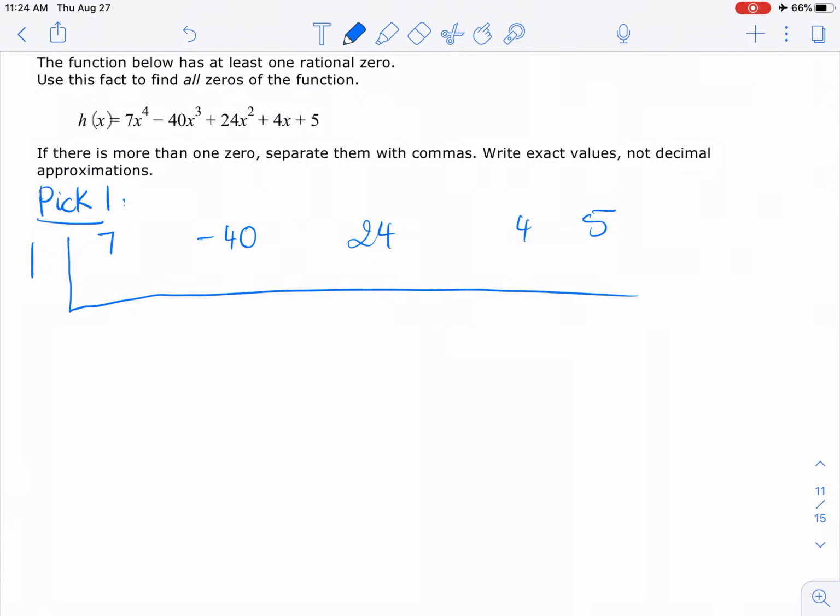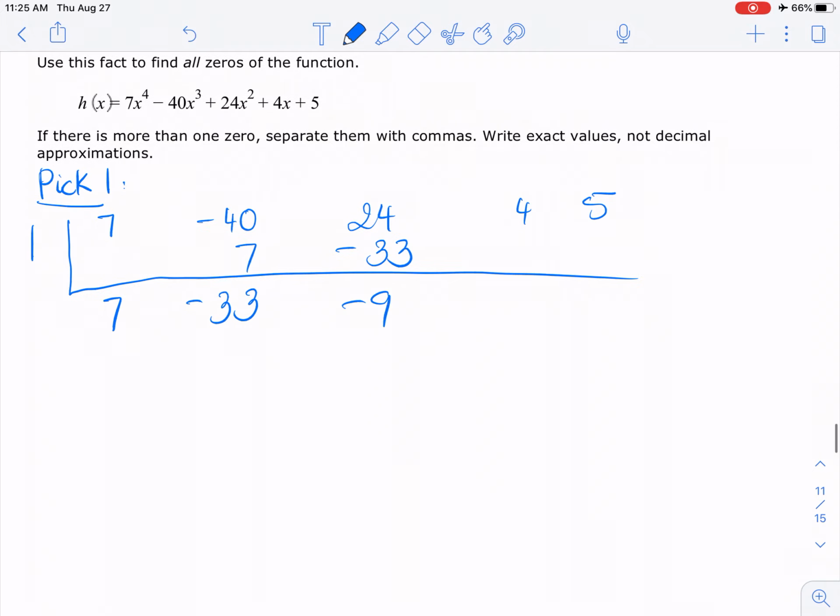So for these problems, we know that we have at least one rational zero, and I'm just going to pick 1 because this is a long polynomial, and see if 1 is a rational zero or not. So I'm going to do synthetic. So we have 7 here, 7, negative 33, negative 9, negative 5. Oh, good. So we do have a zero. Okay, so 1 is a zero.